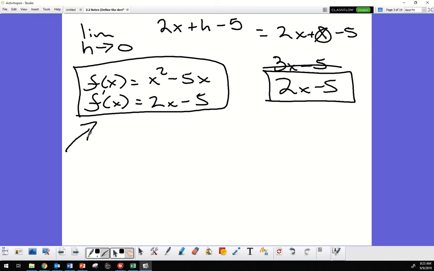If I plug in positive 2, f prime of 2 equals 2 times 2 minus 5, which would give me a slope of negative 1. So that is the slope at any point of the function.